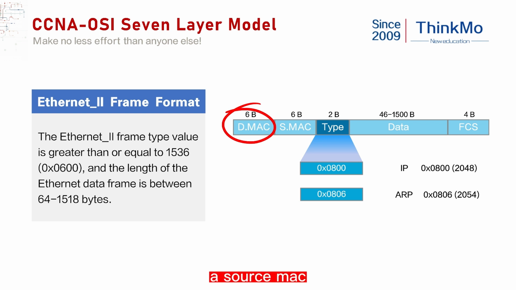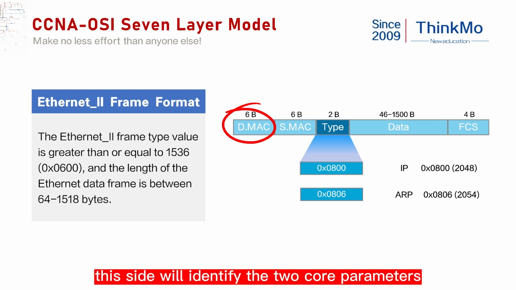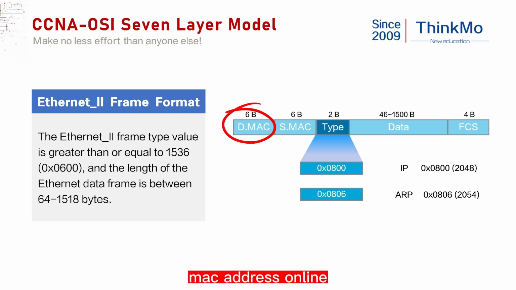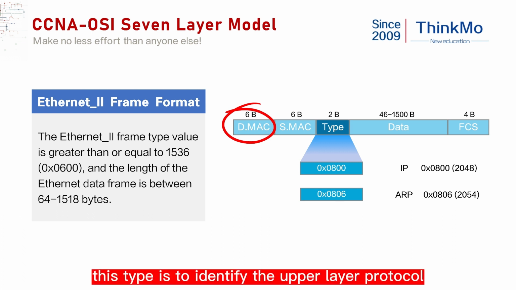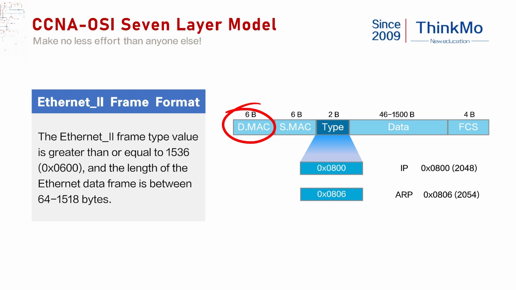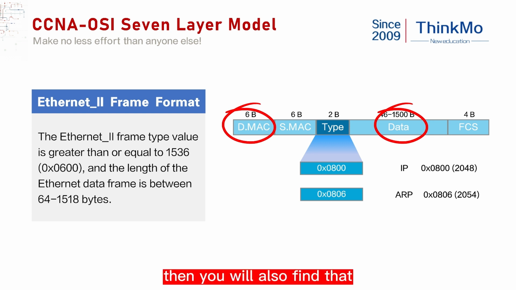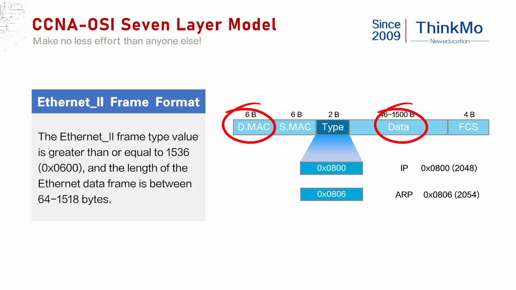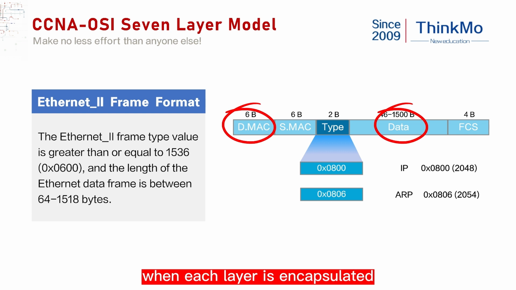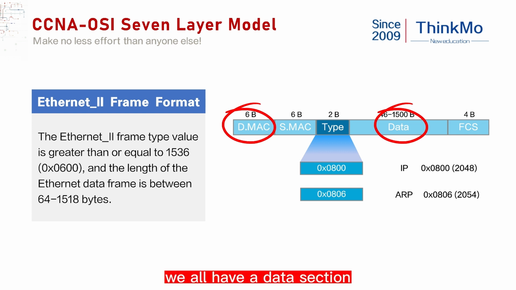The source MAC side will identify the two core parameters when our data is passed on the link layer: the MAC address, and the type, which identifies the upper layer protocol. Can you understand? You can see the data. Then you will also find that when each layer is encapsulated, we all have a data section.